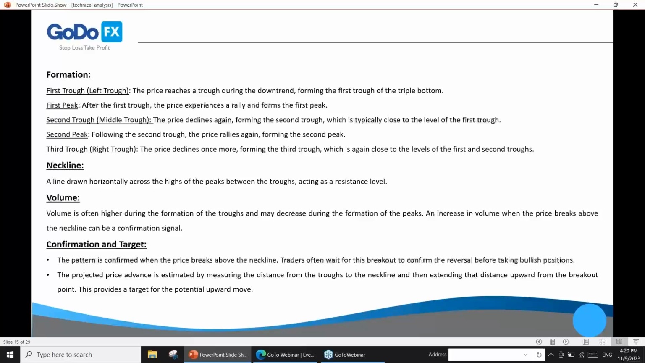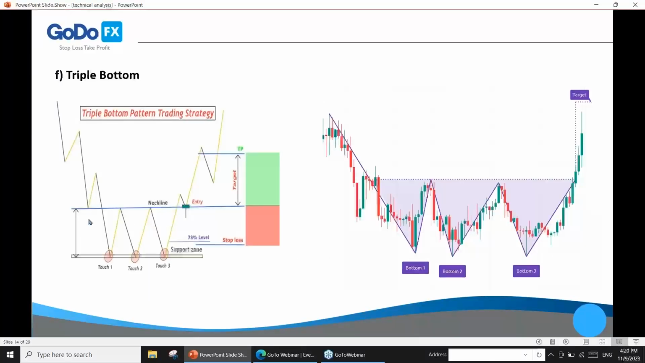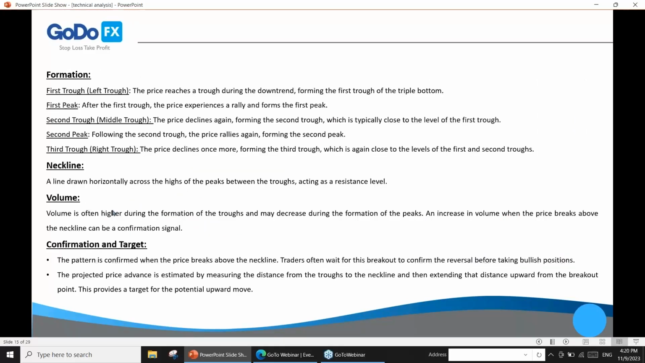The neckline is gonna be the resistance here, because here is the support line and here is the resistance or the neckline. So the volume is often higher during the formation of the troughs and may decrease during the formation of the peaks. An increase in volume when the price breaks above the neckline can be a confirmation signal.